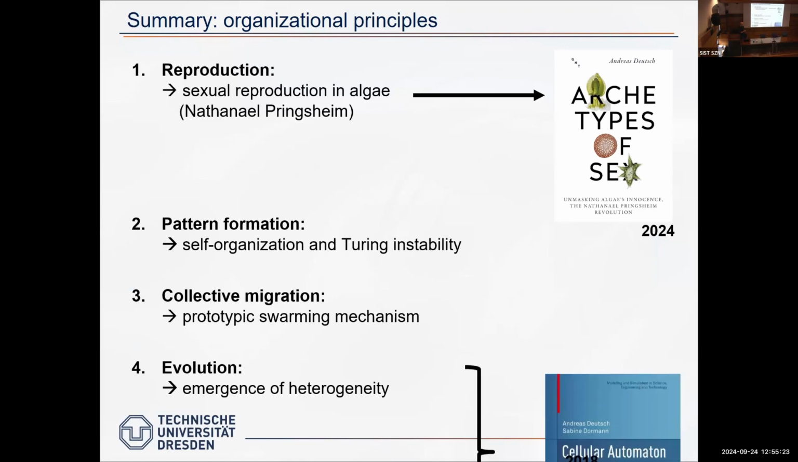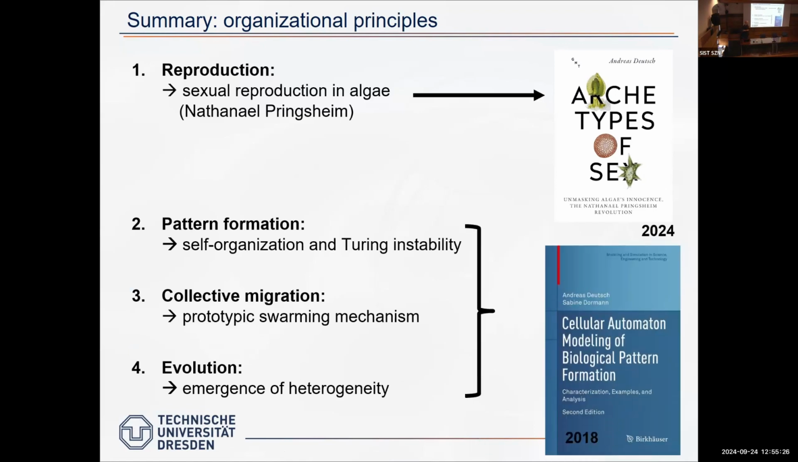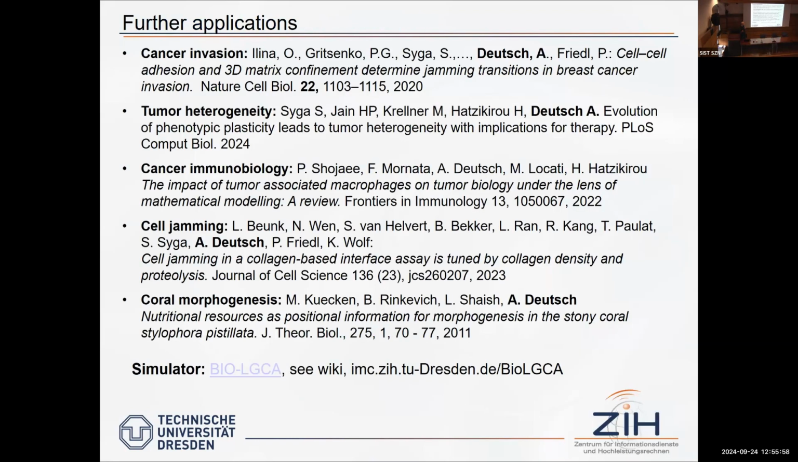Yes, and the 3 other examples, you should check a book on cellular automata, which appeared already in the 2nd edition. Again, I try to stress that all these insights are preceded by technological findings, microscopy, computers, mathematical modeling in particular, and I try to give you some examples. We do also work on cancer invasion, immunobiology, cell jamming, and even on coral morphogenesis.